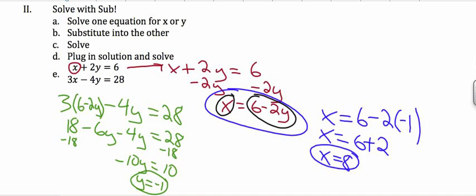I should probably check my answer. That would be useful, but if I check it out, it works out well. So like the first one, I'd get 8 plus 2 times negative 1. Yep, that's 6. And in the second one, I get 3 times 8, which is 24, minus 4 times negative 1, that becomes a plus 4. 24 plus 4 is 28. Boom, it works.